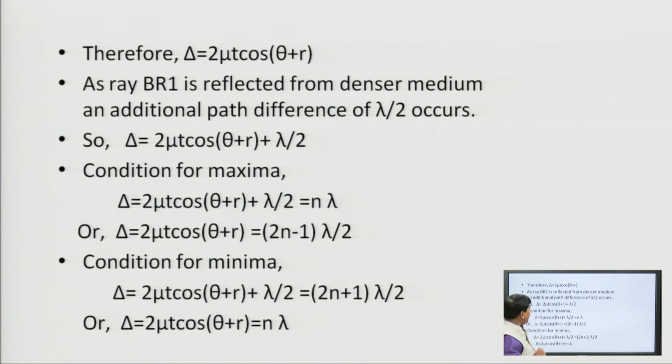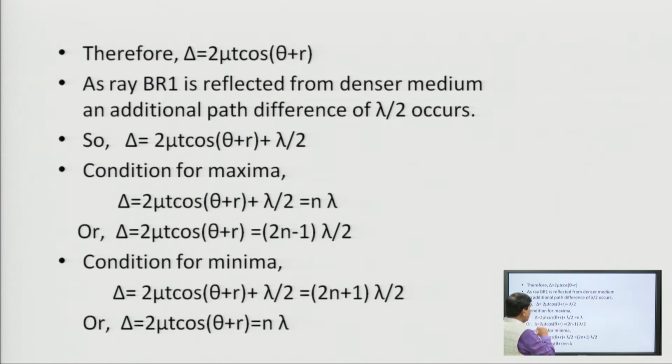As the ray of light BR1 is reflected from a denser medium, according to Stokes' treatment we know that when a ray of light reflects from a denser medium, there will be a phase change of pi, or a path difference of lambda by 2 will be introduced. So, as an additional path difference of lambda by 2 will occur according to Stokes' treatment, the net path difference will be 2 mu T cos (theta plus R) plus lambda by 2.